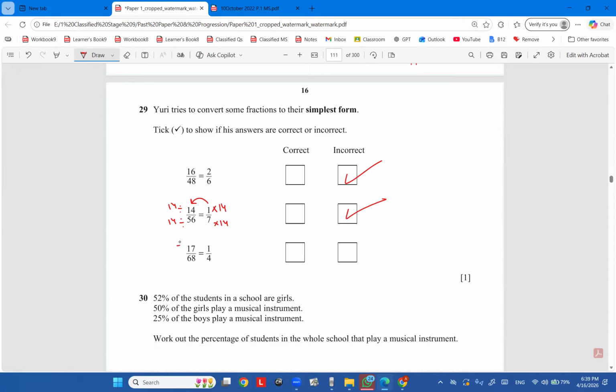The last one: if you divide this by 17, yes, this gives you 1. 68 divided by 17 gives you 4. Let me try using multiplication, it's much simpler. If I multiply by 17 up and down, this becomes 17. And 4 times 17, you can do using long multiplication if you'd like, gives exactly 68. So this is correct. It is the simplest form and it cannot be simplified more than that.